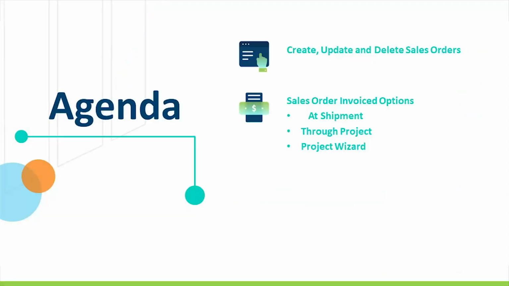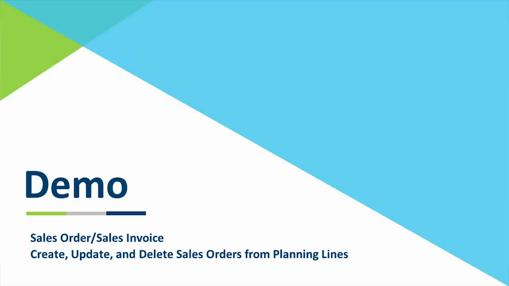We'll do a review of the process of creating, updating, and deleting sales orders from the planning lines. We'll also review the options for sales order invoiced of either at shipment or through project. In the first video of this series, we reviewed creating new projects with the settings for the new sales order sales invoice features. In this video, we'll cover how to create sales orders from the planning lines.